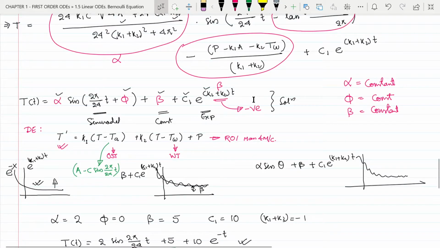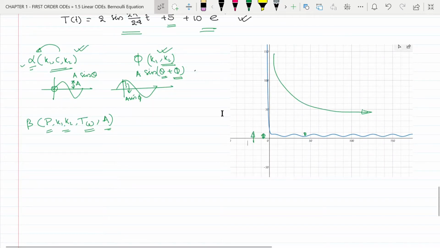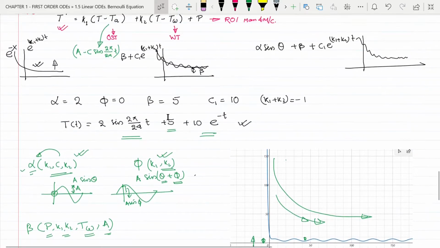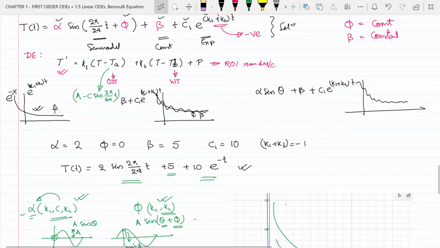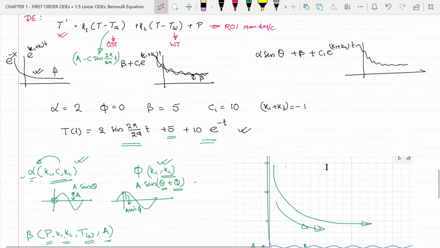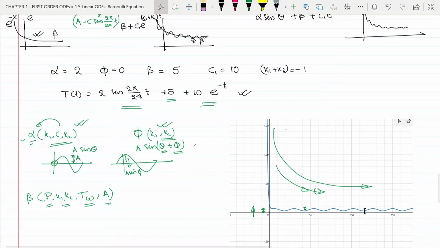Now let us see this k1 plus k2 term of the exponential function. So k1 and k2 also control how fast this graph goes to infinity. So k1 and k2 also control the rate of fall of the graph towards 0. So we see that these various terms of the original differential equation k1, k2, t omega, a and c, all these terms contribute to the shape of the graph and how fast it moves towards 0.